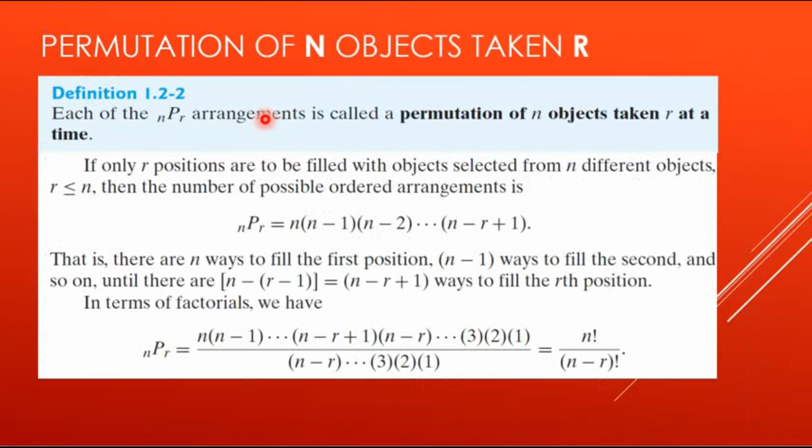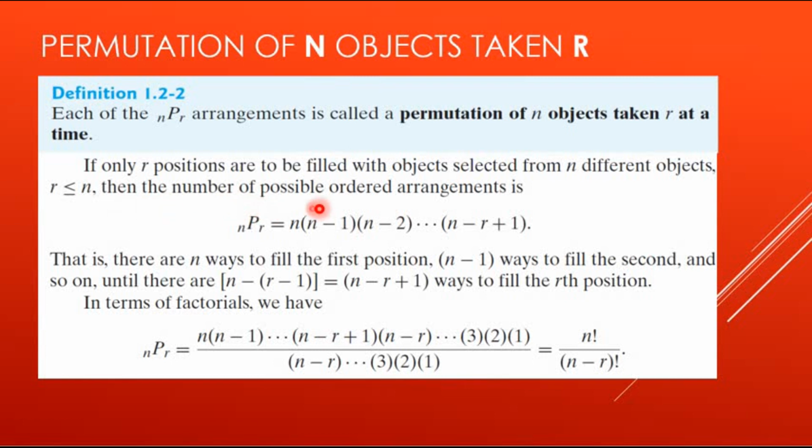Permutation of n objects taken r at a time. Definition: each of the nPr arrangements is called a permutation of n objects taken r at a time, if only r positions are to be filled with objects selected from n different objects, where r is less than or equal to n.